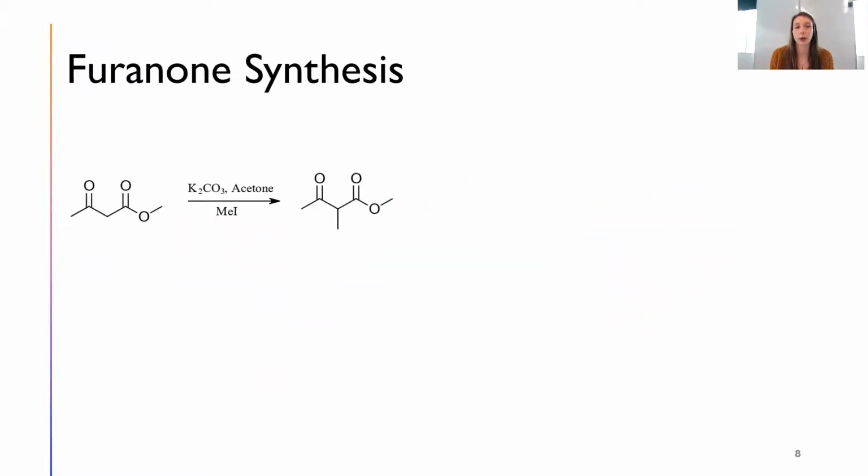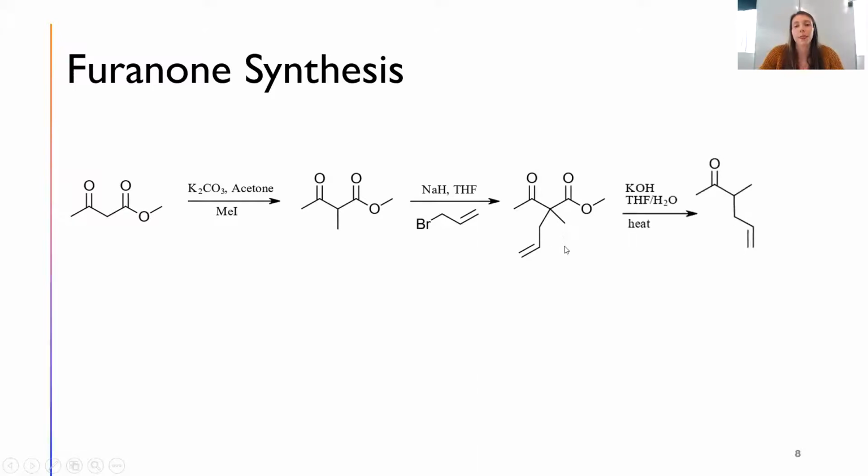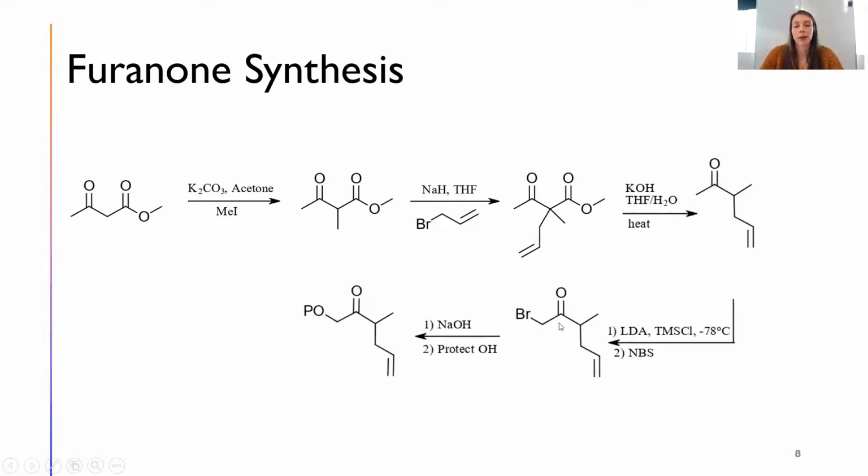So we're going to talk through the blue part, which is the furanone side chain, first. We're going to start with this starting material and methylate the alpha carbon here. This is followed by an allylation reaction, which adds the allyl group here. Then we're going to do a decarboxylation reaction. Then we're going to brominate this carbon here. And then we're going to substitute that bromine with an alcohol and then protect that alcohol. And then we're going to transform this double bond, this alkene, into this 3-membered epoxide ring.